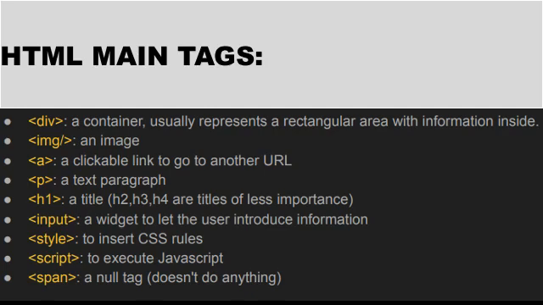We have the a tag, that is a clickable link to go to another URL. You want people, when they click on that element or that text enclosed in a, to be redirected to another website, or a link to something else. So you use the a tag. We have the p tag, that is for normal text, a text paragraph. We have h1, that's a title, h2, h3, h4, there are many, so they are just titles.